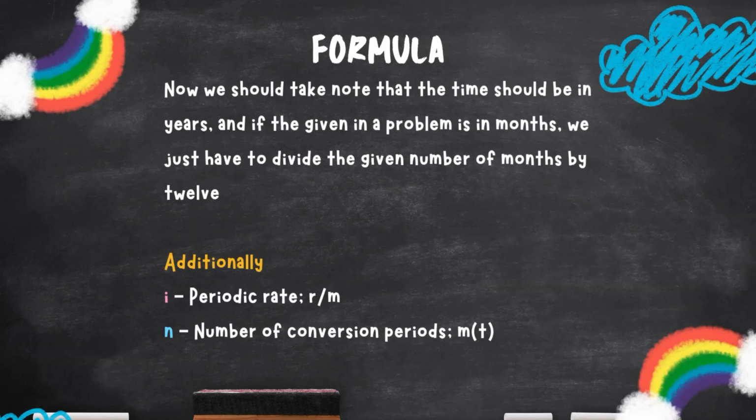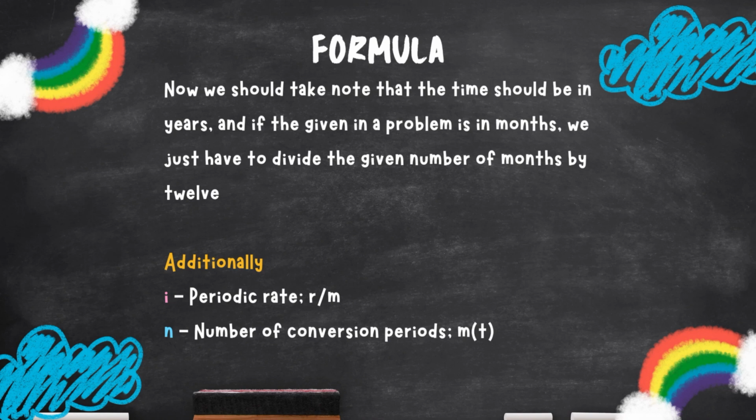Now we should take note that the time should be in years, and if the time given in a problem is in months, we just have to divide the given number of months by 12. Additionally, to get the i or the periodic rate, we just have to divide the rate by the conversion period, and to get the n or the number of conversion periods, we just have to multiply the conversion period and time. I think we're good to go.